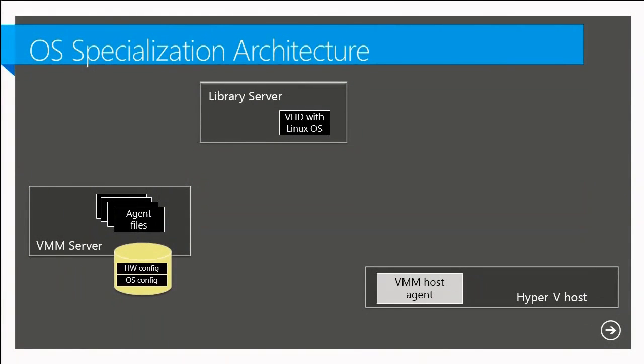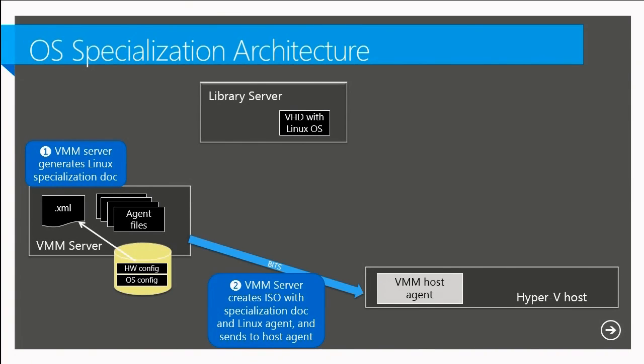So to drill in just a little bit on how this works, I mentioned it's like unattend sysprep for Windows, and if you're familiar with that implementation, you'll see how very much like that it is. We start out, we have a VMM server with the library. We put our VHD with our Linux integration services and our small VMM Linux agent in that library. We create our templates in the library, and then when it goes time to deploy, the server is actually going to generate an XML file. It looks a lot like unattend.xml. And then create an ISO.